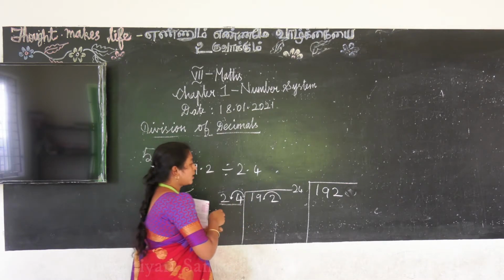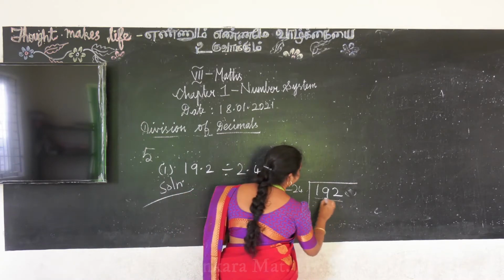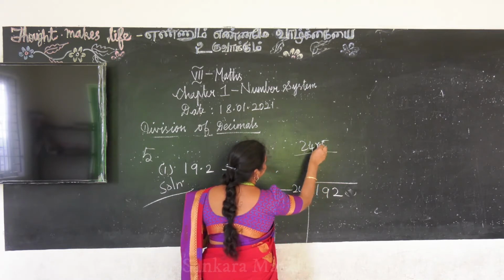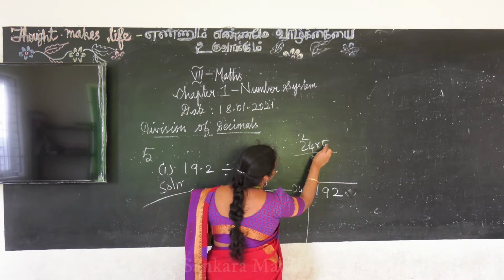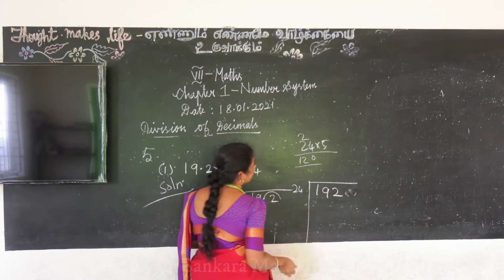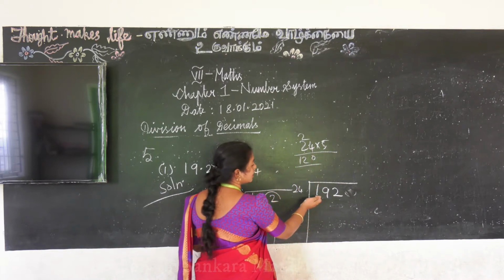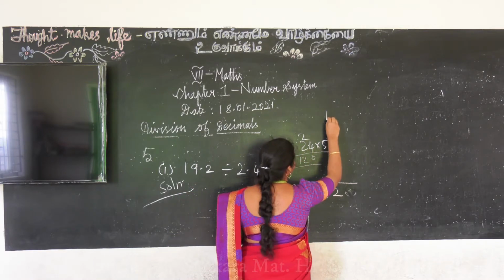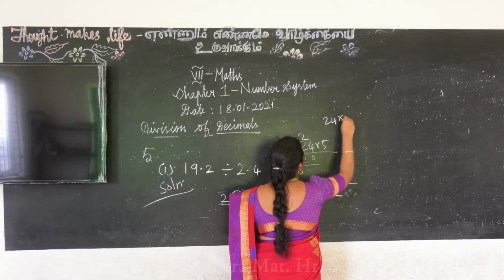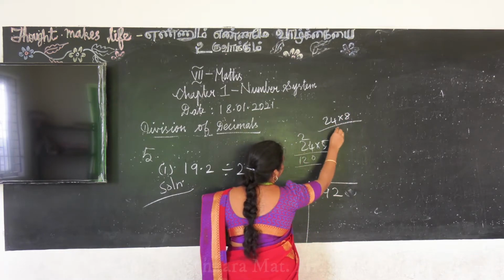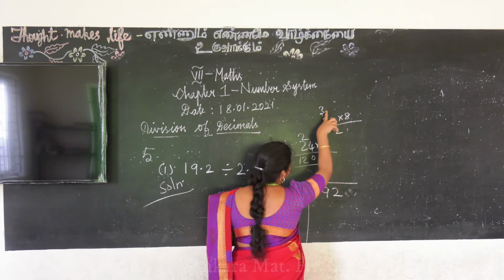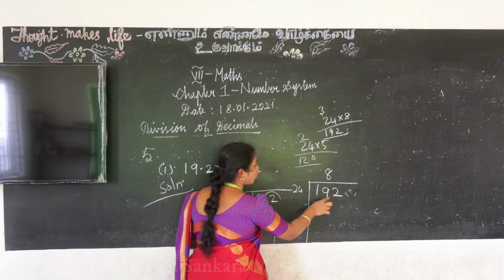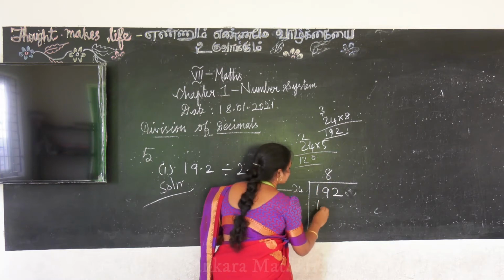See how I am dividing this. 192. How many times are there 24? If I use 5 times, 5 4s are 20, balance 2. Next 5 2s are 10, 10 plus 2 is 12. We cannot use 5 times because the dividend is 192. So take one more time, 6, 7 or 8. 24 into 8, take 8 times: 8 4s are 32, write 2, carry over is 3, 8 2s are 16, 16 plus 3 is 19. So how many times is 24 there in 192? 8 times.